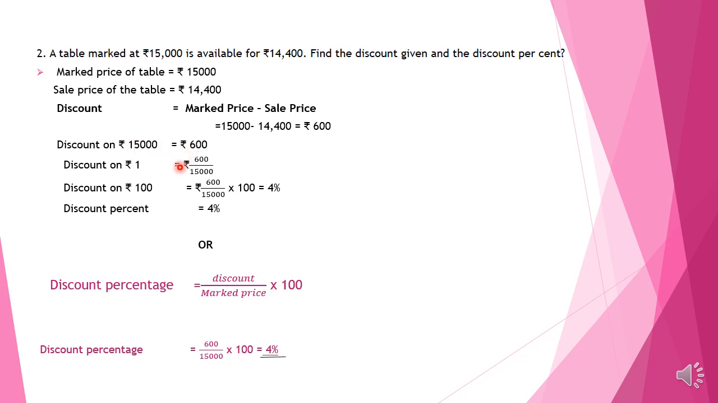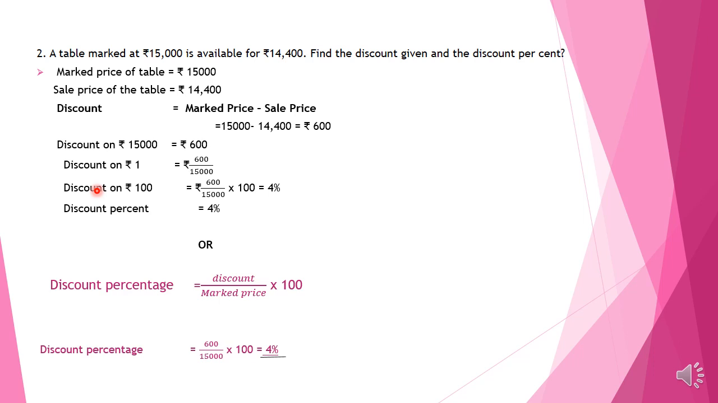We are using here the unitary method. So discount on rupees 1 is equal to 600 by 15,000. Therefore discount on rupees 100. Here, children, discount percentage. So percent means on 100 rupees we have to find out. So 600 by 15,000 into 100. Children, here in 15,000 we have 3 zeros, and these 3 zeros get cut with the upside 3 zeros. These hundred's 2 zeros we can take, and from 600 1 zero. Now we are left with upside 60 and downside 15. So 60 by 15, 4 we get. So discount percentage is 4%.